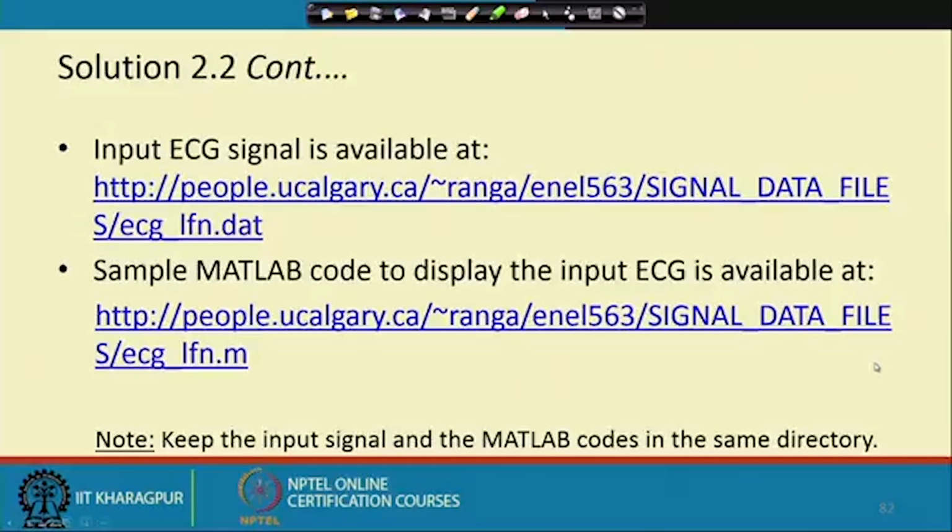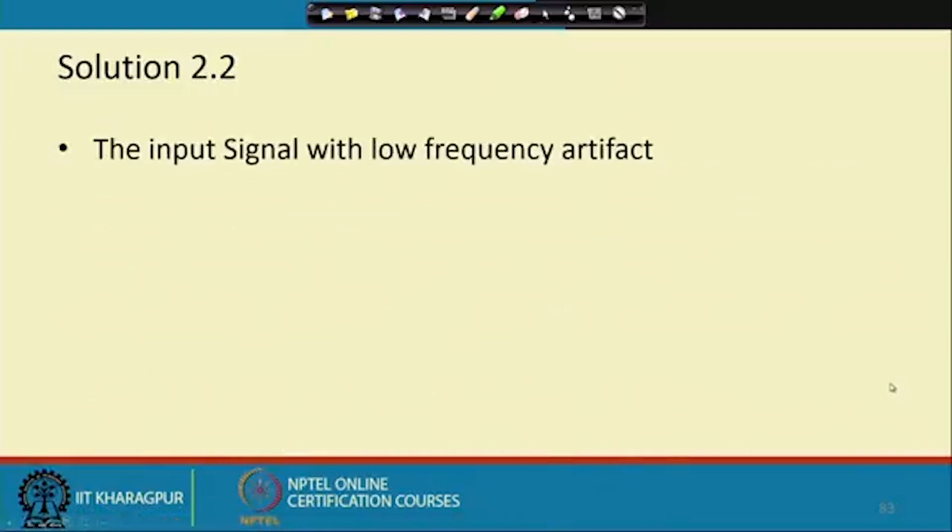And for that we are given the ECG signal, the data file, in this link, and the MATLAB file to read this signal. We have to keep this input signal, that is the data file, and the MATLAB code in the same directory, that is the working directory of MATLAB. And now, let us proceed.